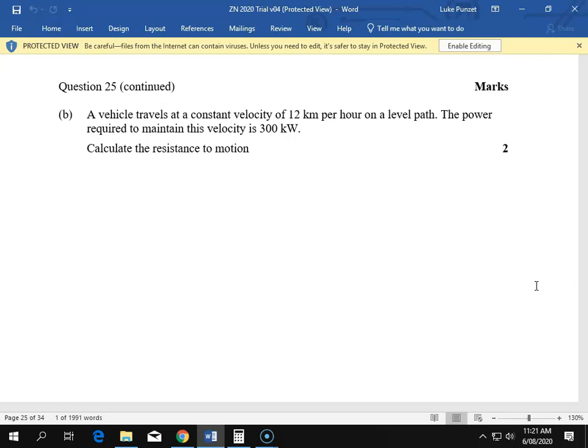It just gets to a point where you learn that you just divide by 3.6, and you just do it. And so that gives us an answer of 3.3. So if P equals FV, that means that F equals P divided by V. That's right. Okay.